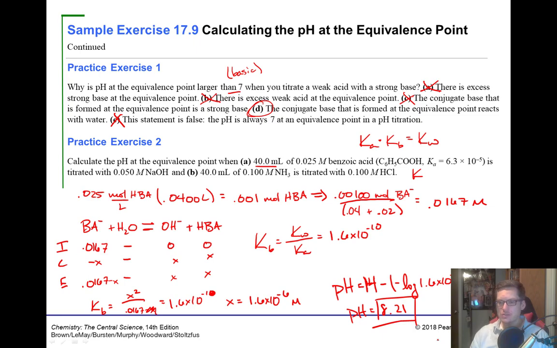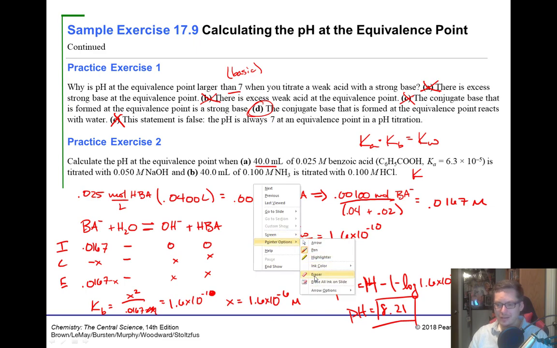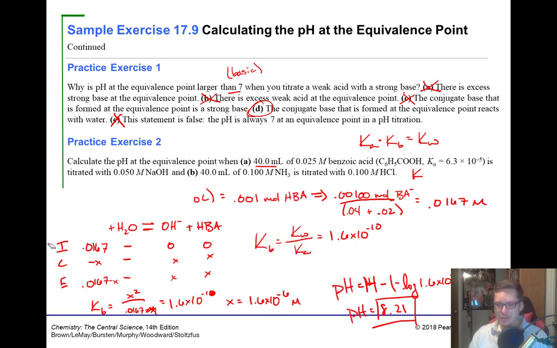All right, let's do the other one here. Take a screenshot or something, or I guess you could just rewind. I'm going to erase all this so we have room to do our next one here. It's the same thing, but now we've got to work backwards.